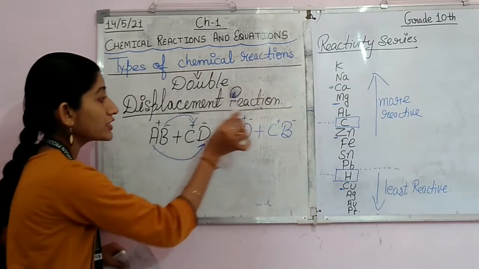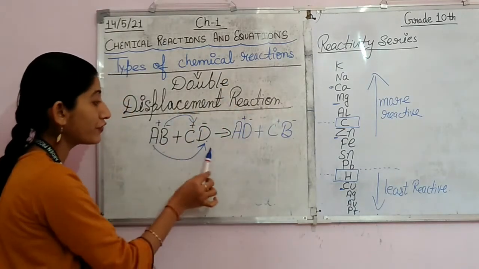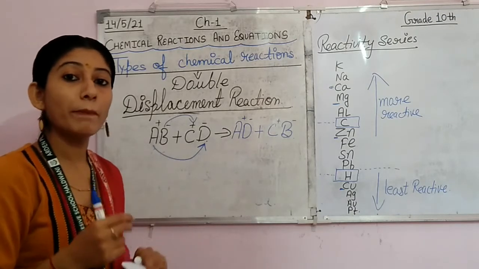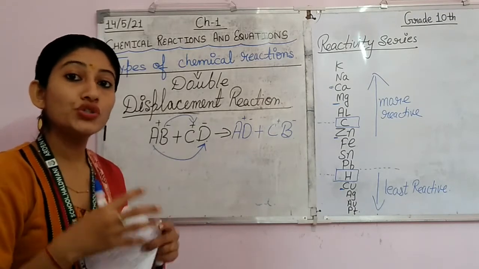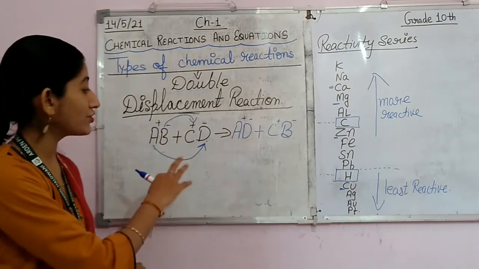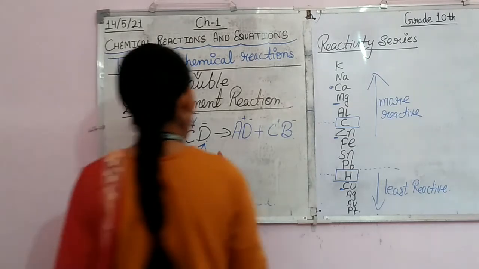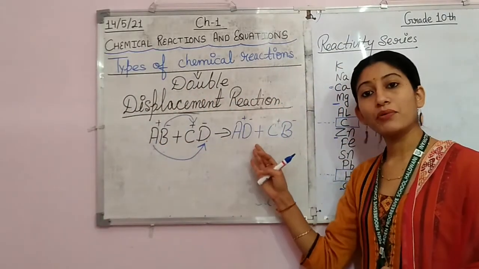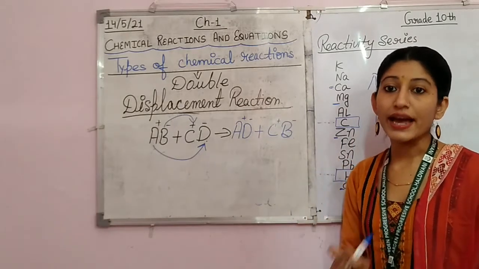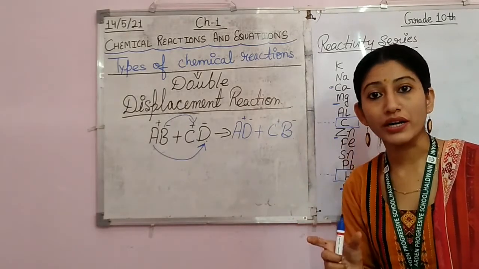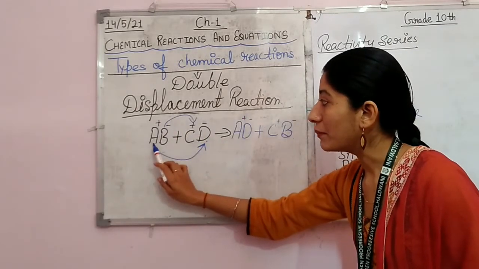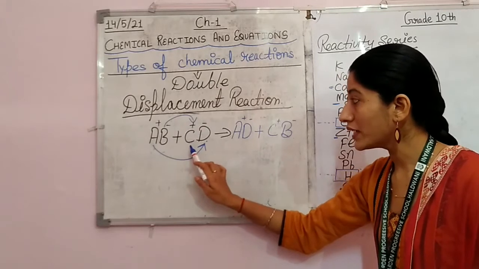In a double displacement reaction, we have two reactants, and these two compounds do a mutual exchange of ions. After the mutual exchange of ions they form the product, and in the product also the compound is there. One more thing: when you are forming the product, you have to keep in mind that this element will combine with this one.